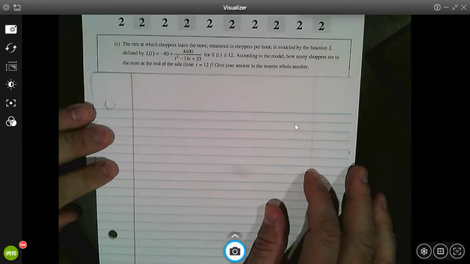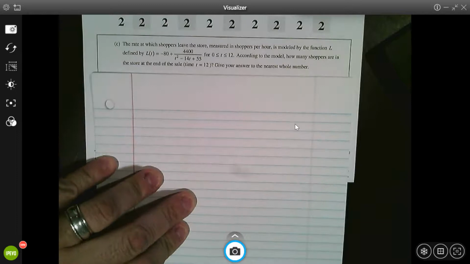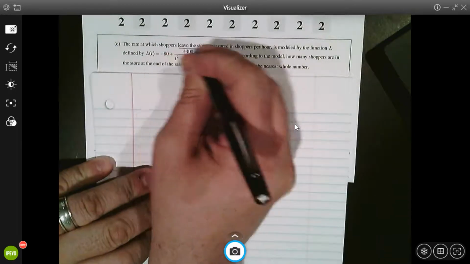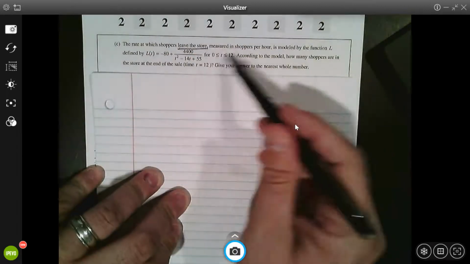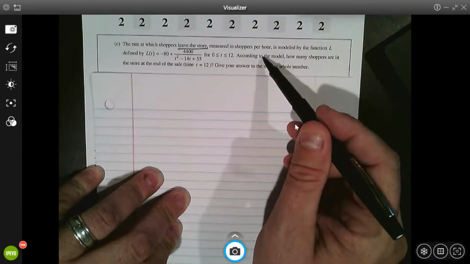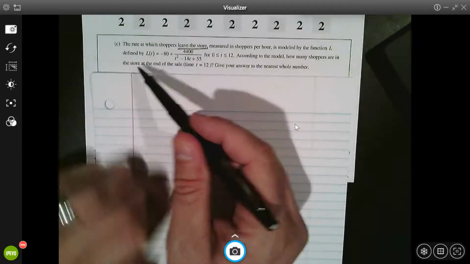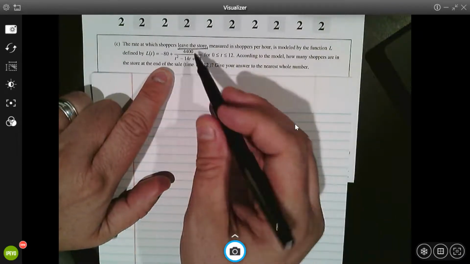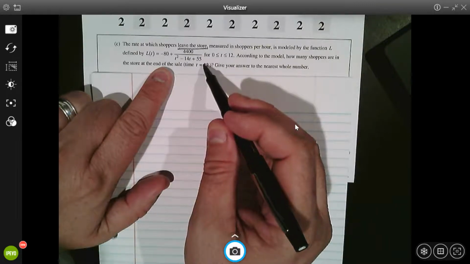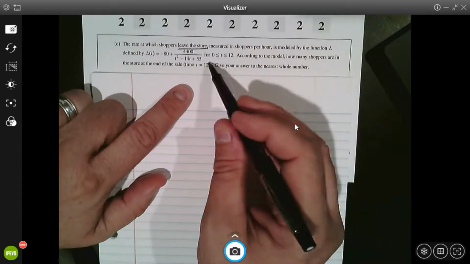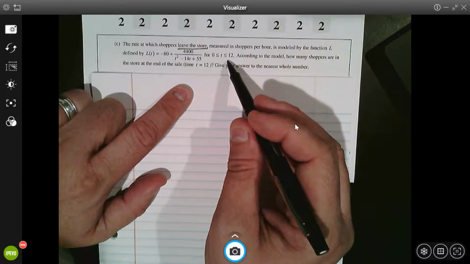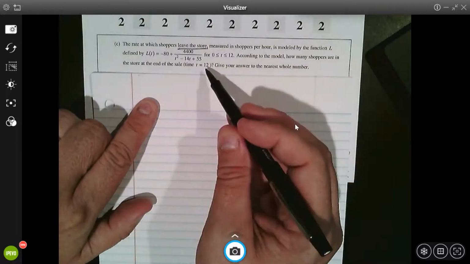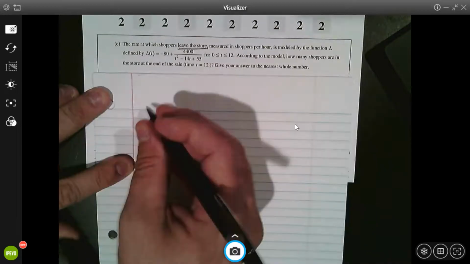In part C, now we're going to be given extra information. The rate at which shoppers leave the store, now they're leaving the store, measured in shoppers per hour, is modeled by the function L, defined by L of t is -80 plus 4400 divided by t squared minus 14t plus 55, for the time interval 0 less than or equal to t less than or equal to 12. According to the model, how many shoppers are in the store at the end of the sale?